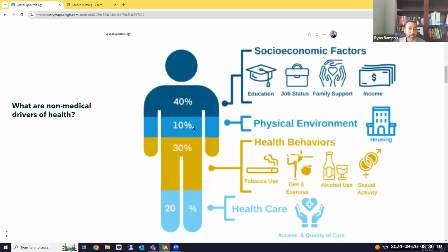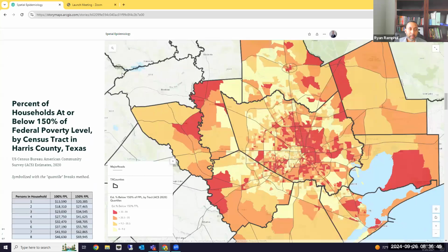10% is estimated to be related to physical environment, proximity to major roadways, air pollution, that kind of stuff. The next largest share is health behaviors, not surprisingly, whether you smoke, whether you diet, exercise, alcohol use, that kind of stuff. And only 20% is estimated to be related to actual healthcare. So we're playing at the margins in the healthcare space. If we were to address a lot of the non-medical stuff, the socioeconomic stuff, we would see much better health outcomes. And so with that, let's take a look at some of these health outcomes and how they manifest around the city.